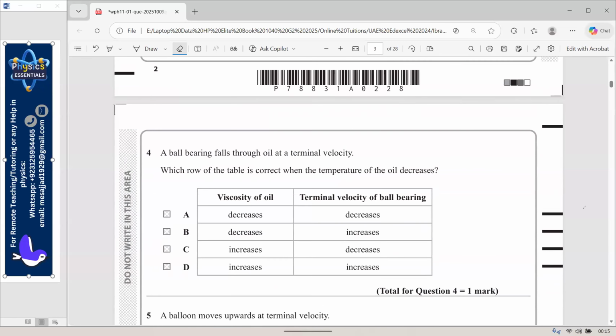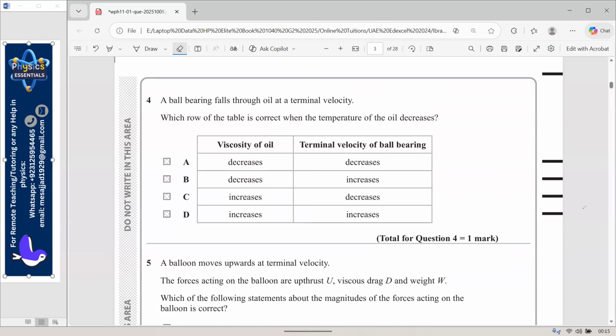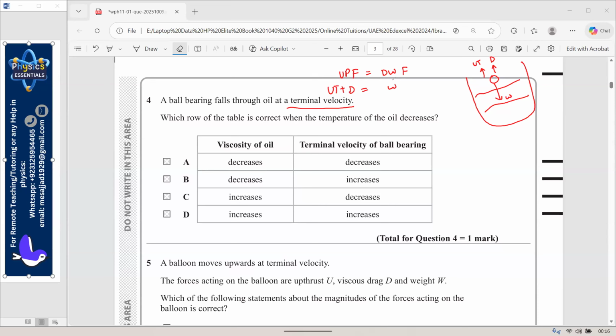A ball bearing falls through oil at terminal velocity. So terminal velocity means when the upward forces are equal to the downward forces. Okay, remember that. And if this is the object, this is the ball bearing falling, this is the oil. So we can say that the weight is acting downward and upthrust and drag are acting upward. So my equation will be upthrust plus drag equals weight. This is my equation.